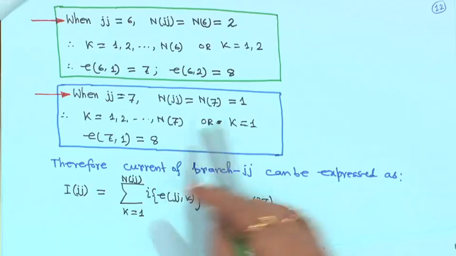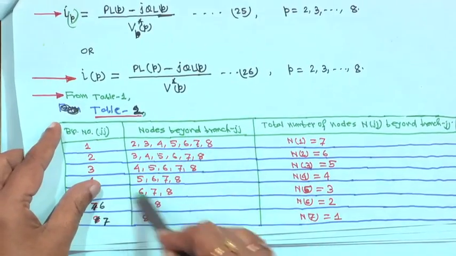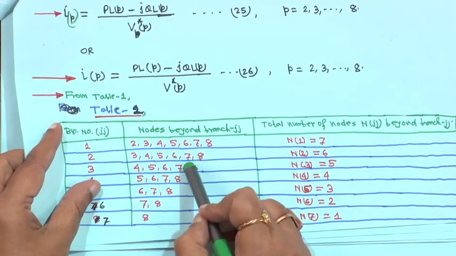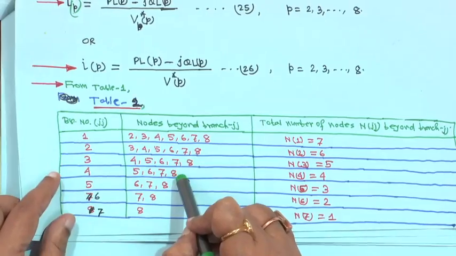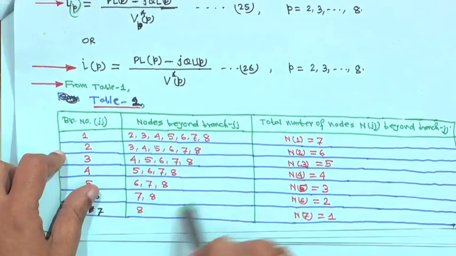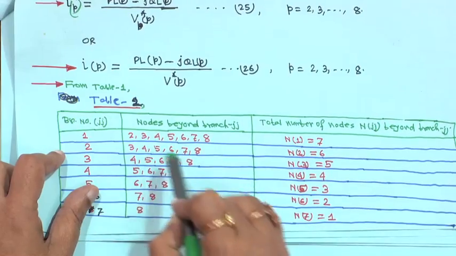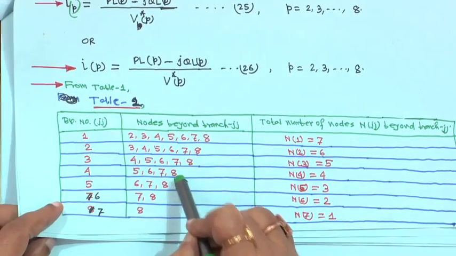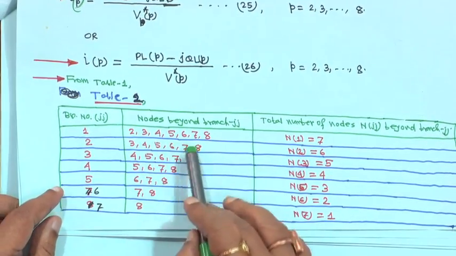That means this is actually your E_jjk matrix. This you have to read into the computer, right. I am not writing it again separately for you. This is actually the E_jjk matrix. These are the nodes beyond branch jj, and this data you have to feed to the computer. This you have to read, right.